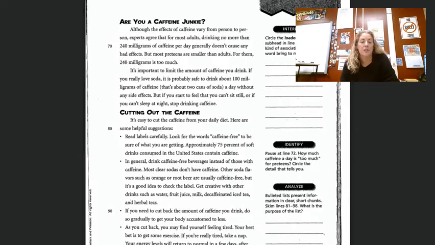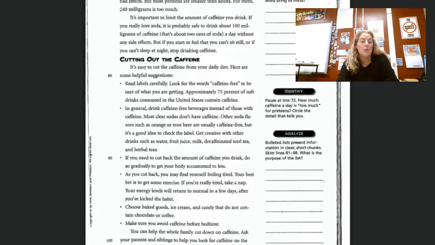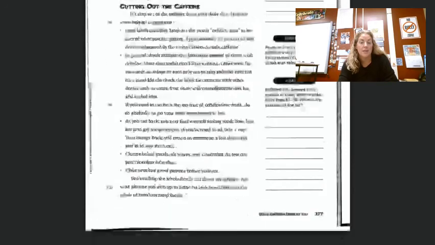Other soda flavors such as orange or root beer are usually caffeine-free, but it's a good idea to check the label. Get creative with other drinks such as water, fruit juice, milk, decaffeinated iced tea, and herbal teas. If you need to cut back the amount of caffeine you drink, do so gradually to get your body accustomed to less. As you cut back, you may find yourself feeling tired.